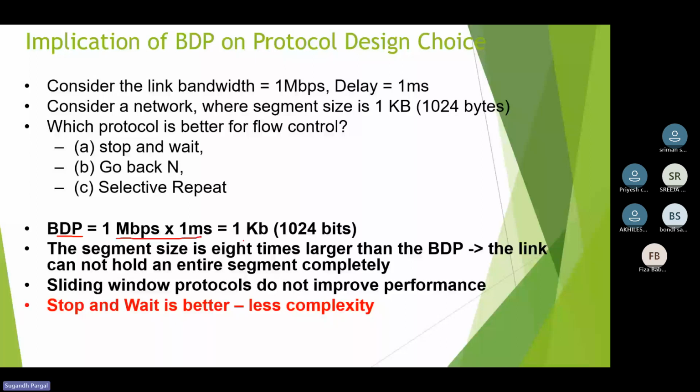The segment size is 8 times larger than the BDP. That means the link cannot hold an entire segment completely. So the segment size is too large. Here the sliding window protocols do not improve the performance as we cannot transfer the data even in parallel mode. In this case, stop and wait is the better protocol, in which you send a single segment, receive its acknowledgement, and then send the corresponding next segment. This offers very little complexity.